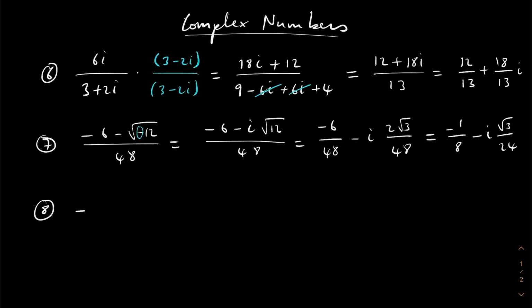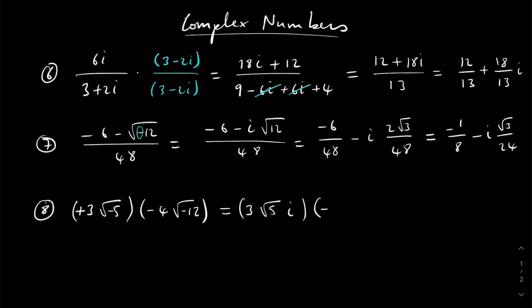Last example, let's say you're given the number 3 square root of negative 5 multiplied by the number negative 4 square root of negative 12. That's going to give us 3 root 5, and then the i can come out because that's the square root of negative 1. And then the other expression is going to be written as negative 4 times i 2 root 3, because i again can come out of the root because that's the square root of negative 1, and the 12 can be written as 2 times the root of 3, just like before.